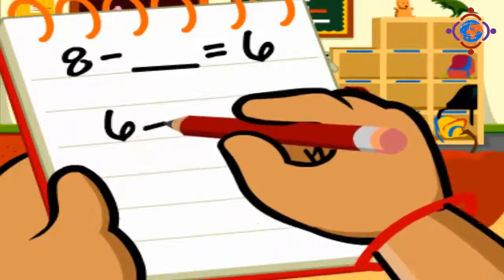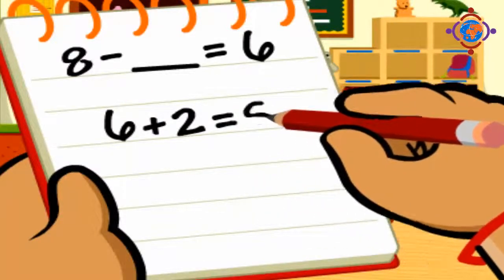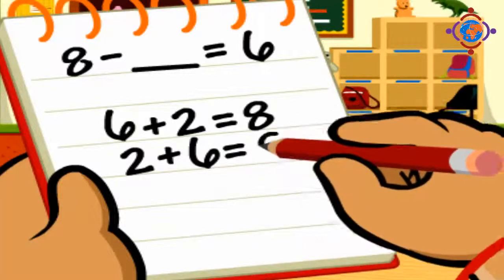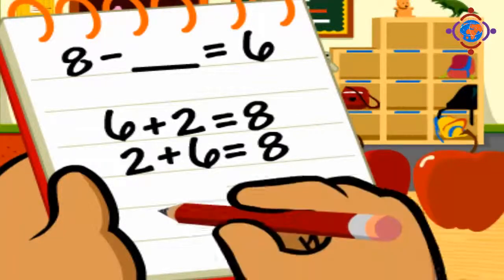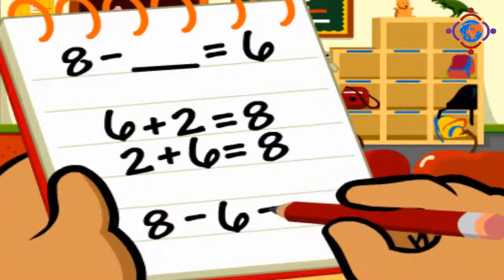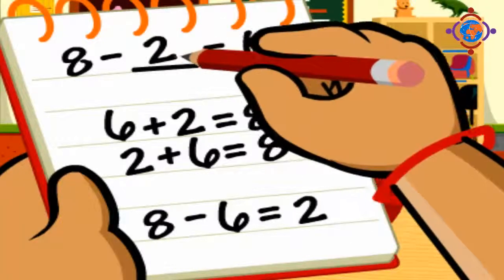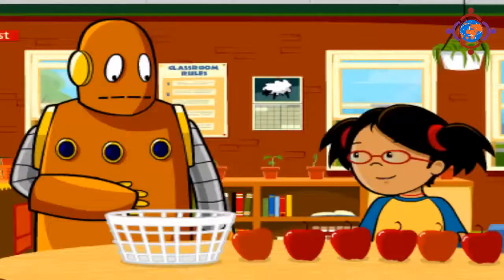I know that 6 plus 2 is equal to 8. And 2 plus 6 is equal to 8. So that means 8 minus 6 is equal to 2. And 8 minus 2 is equal to 6.